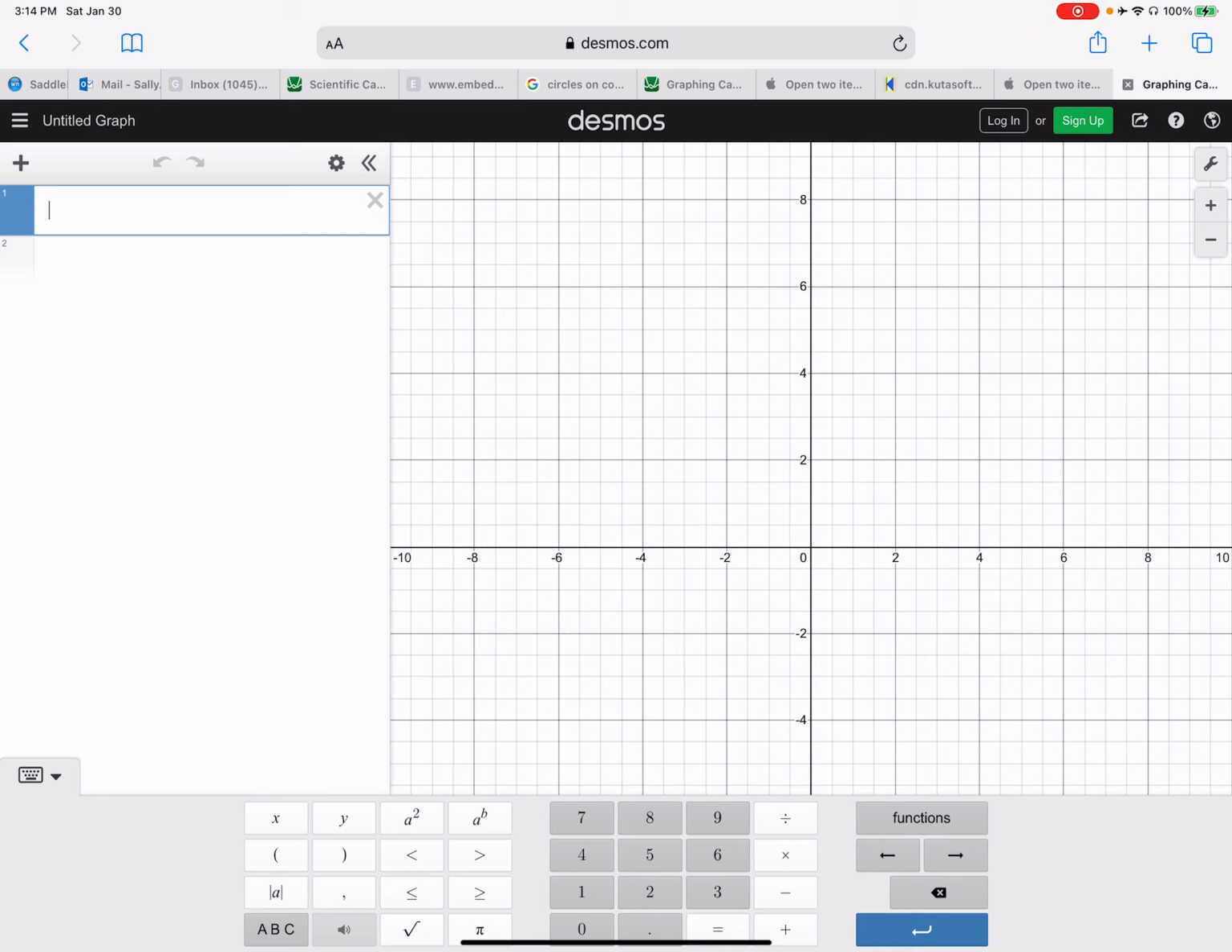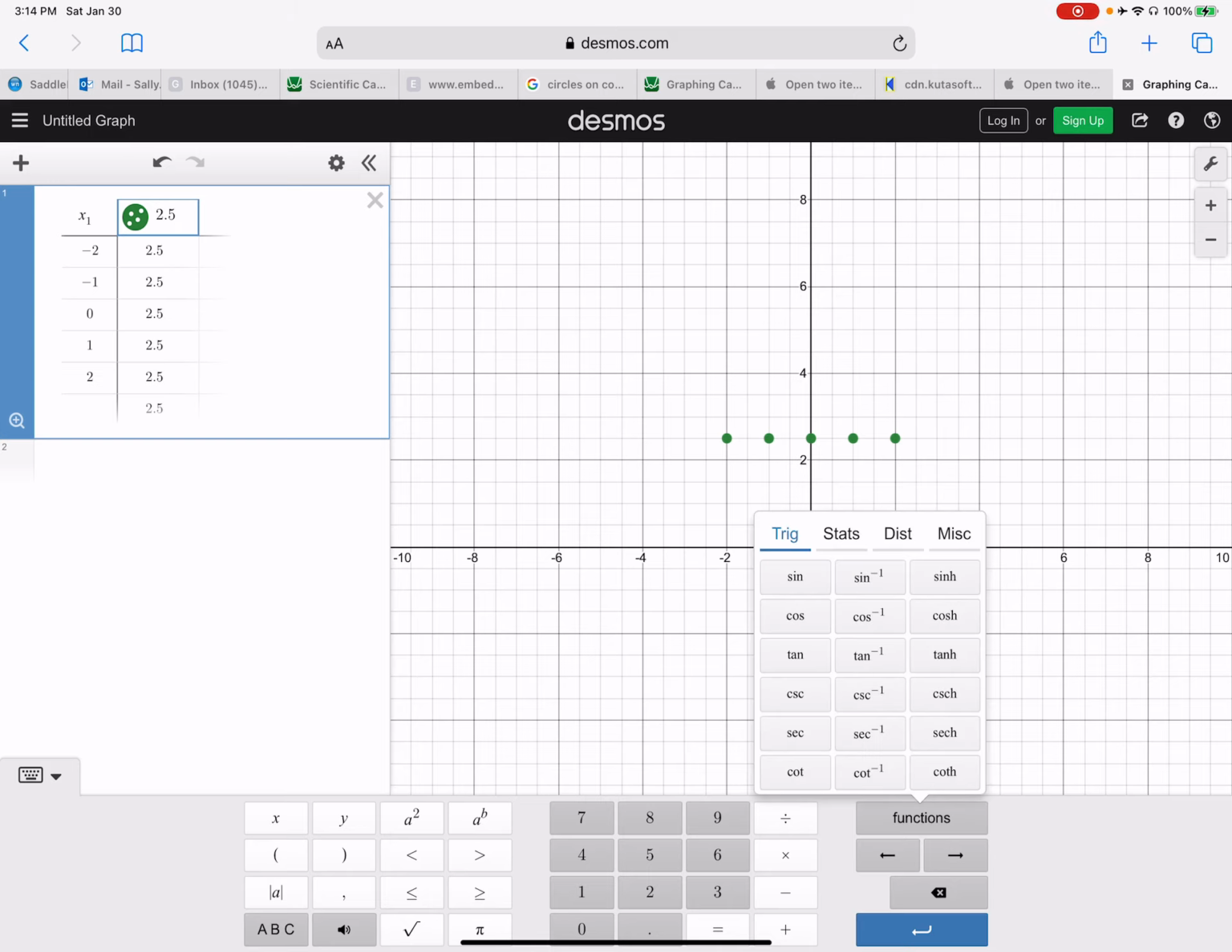All right, so on this table, I'm going to add the table, and then I'm going to put in a -2, followed by a -1, followed by 0, followed by 1, followed by 2. And I'm going to come up in the second column, delete all that, and put in 2.5, and then I need E. So I'm going to hit functions and miscellaneous. It isn't there.